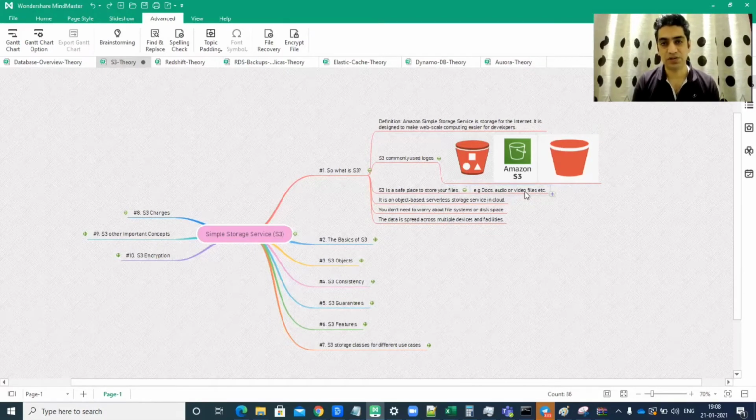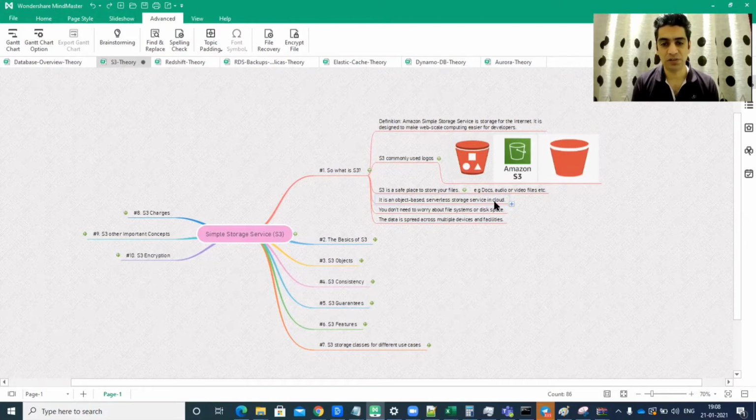Like what I said, you simply push your files, just like you push them on Google Drive. In the same way here, S3 is a storage, but it is smarter than what we use as Google Drive. It is an object-based serverless storage service in the cloud. So every file that you store is an object. You cannot store operating systems here.